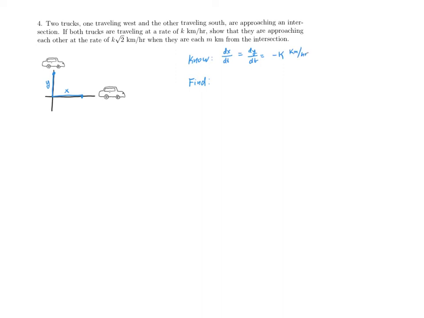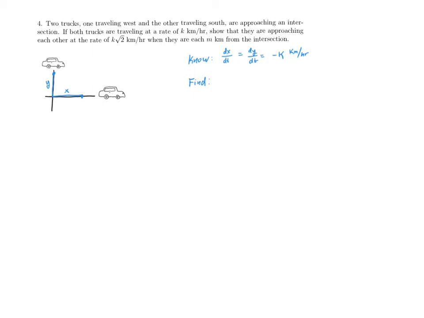kilometers per hour. And I want you to take a moment and think why I would say they are minus k kilometers per hour. The reason I'm saying a negative is x and y are measuring in our picture how far the car is away from the intersection, and that quantity is decreasing as a car approaches the intersection, hence a negative rate of change. What we would like to find is how quickly the cars are approaching each other.